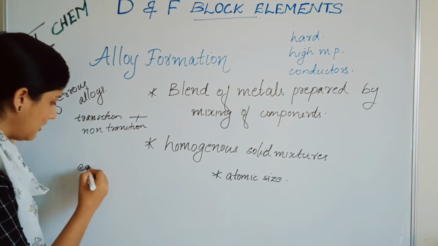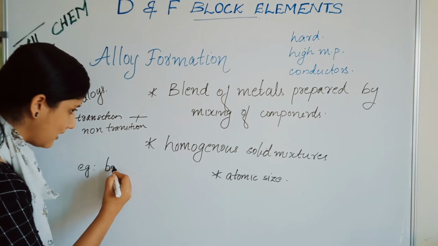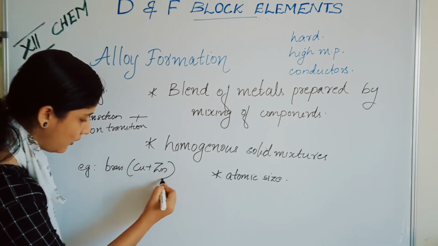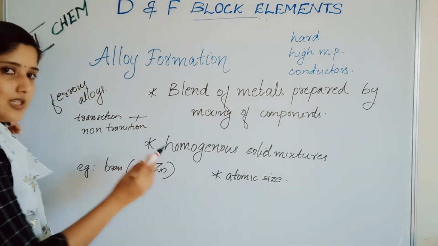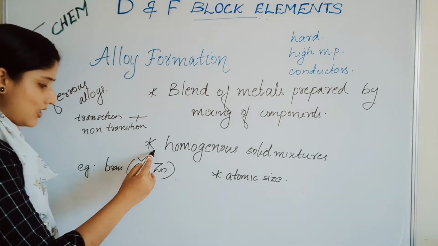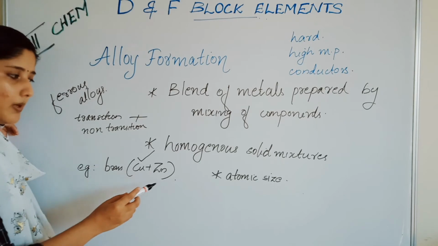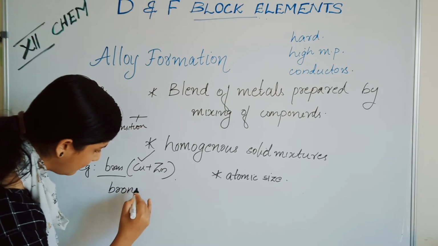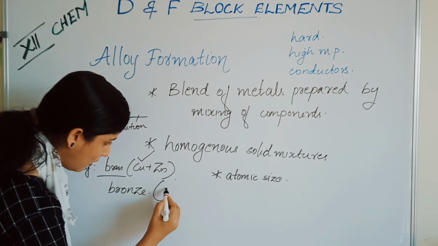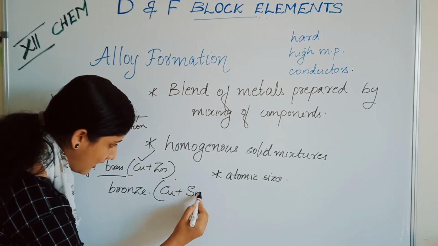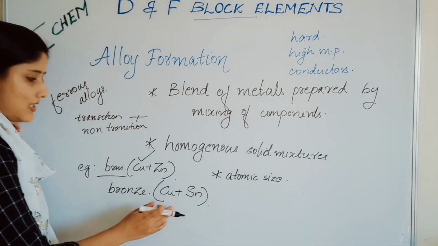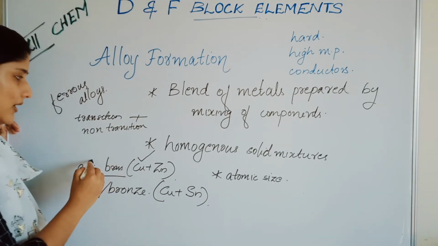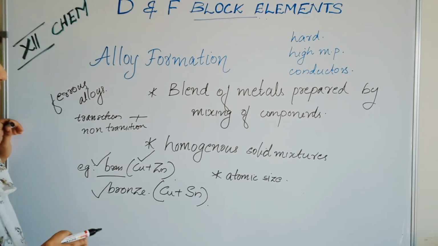For example, brass. That means copper plus zinc we use for brass. Zinc is considered a non-transition element and copper is a transition element. The combination of copper and zinc is brass. And also you may have heard of bronze. Bronze is copper plus tin. A combination of copper and tin will give bronze. These are the examples of alloys.